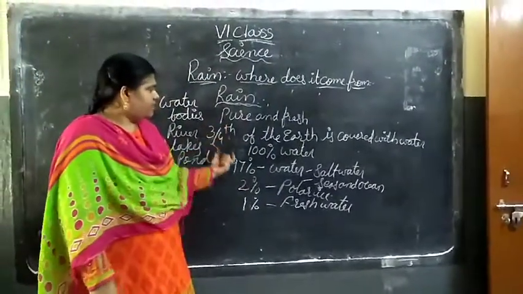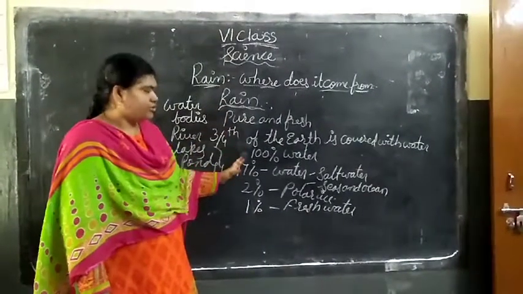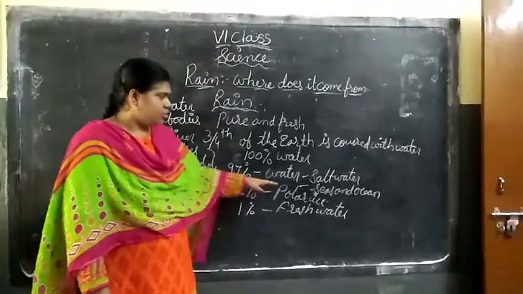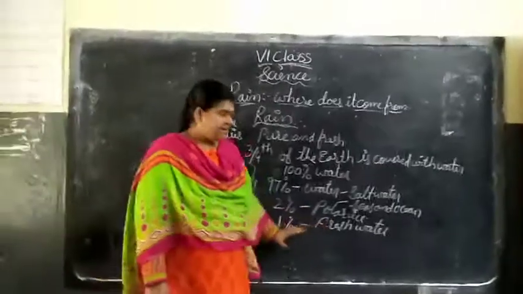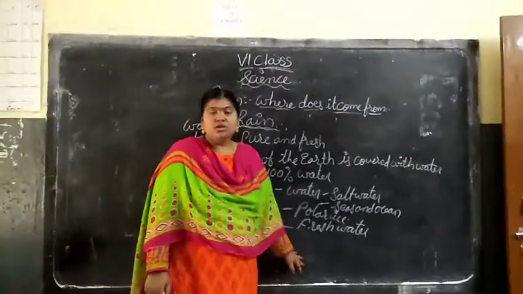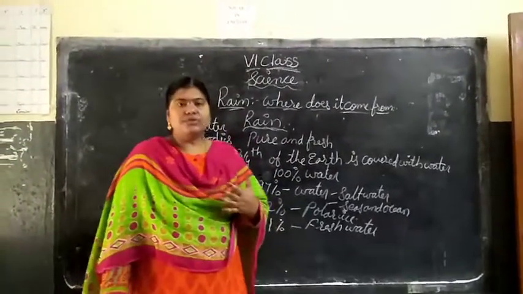Did you understand the pure and fresh water? It is 97% salt water, 2% polar ice and 1% fresh water. Tomorrow we will continue our class with the water cycle.